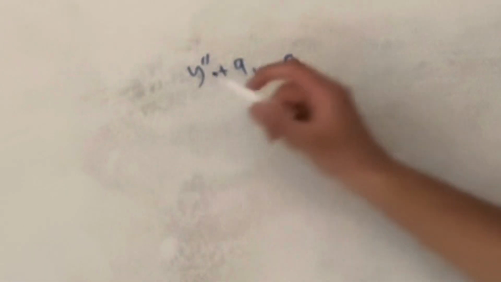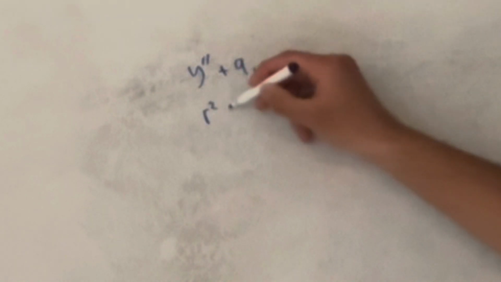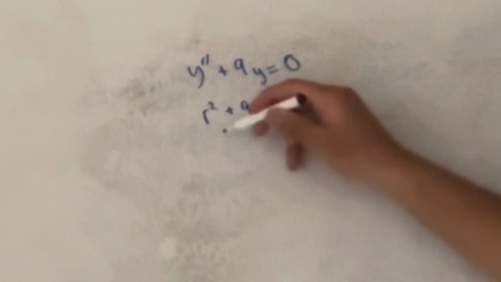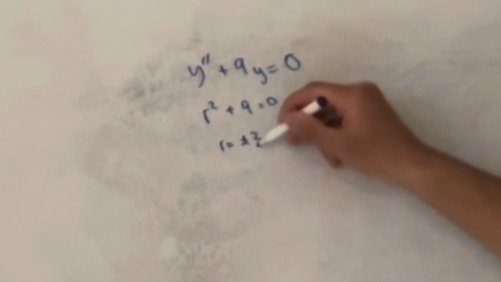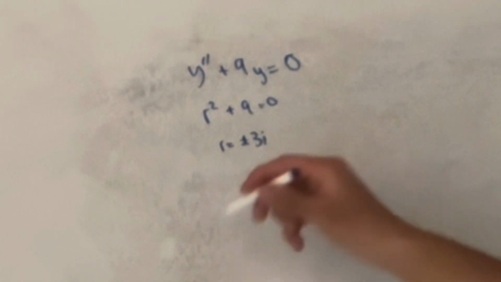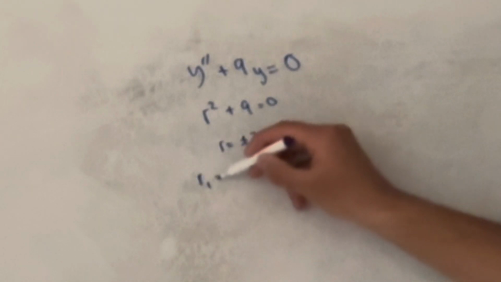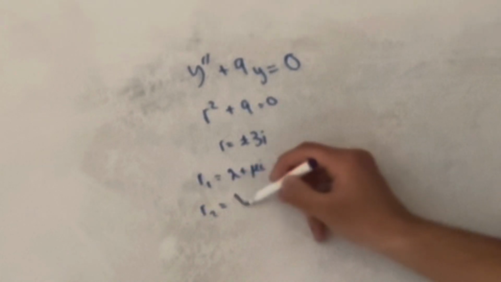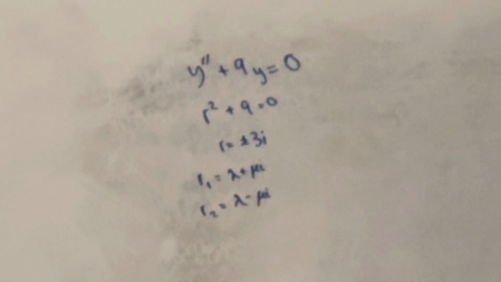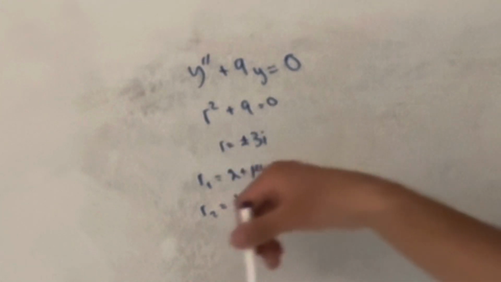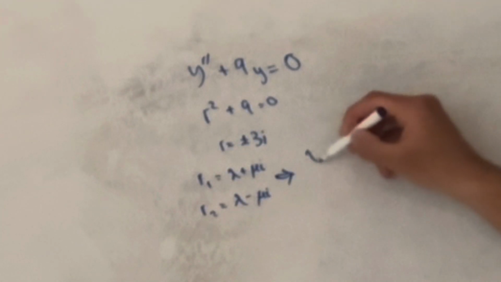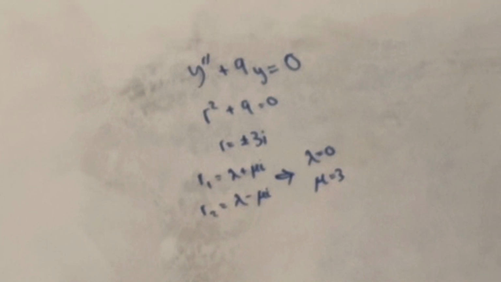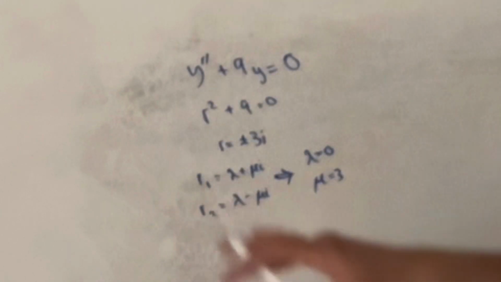We can find the characteristic equation, which is r squared plus 9 equals 0. From here we know that, well, you can do all the work, but r will equal plus minus 3i. And if you remember the form that we wanted, r1 equals lambda plus mu i, r2 equals lambda minus mu i. Over here, it's just plus 3i and minus 3i, which means lambda is equal to 0 and mu is equal to 3.